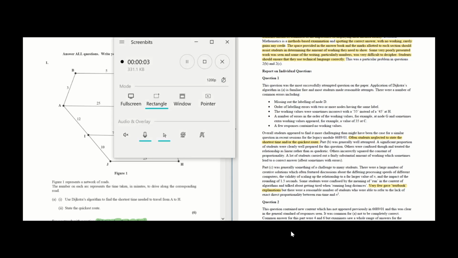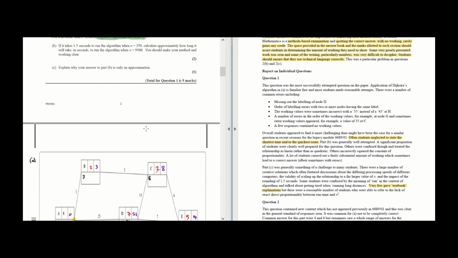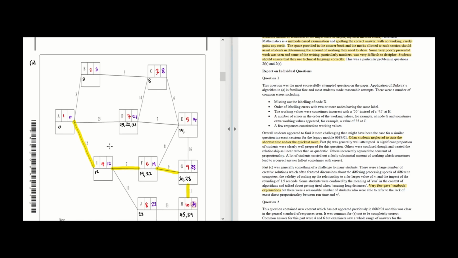In terms of question 1, this was probably the most successful part of the entire paper. Most people answered it very well. There were common errors, you can have a read through them, but I think if you take everything step by step and do everything slowly, much like I did, not missing steps is very difficult to do in that situation.